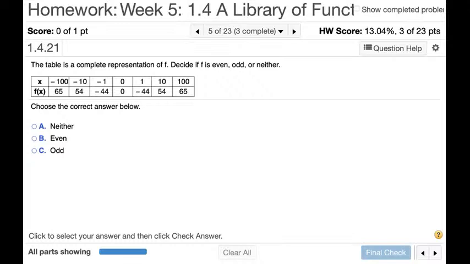Okay, sorry about that, guys. We are back in action, and I wanted to take some notes on this example. Let me just write it. This is question number 5 from this section. It comes from section 1.4, question 21. It says this table, so we have x versus f of x. We got negative 100, negative 10, negative 1, 0, 1, 10, and 100.